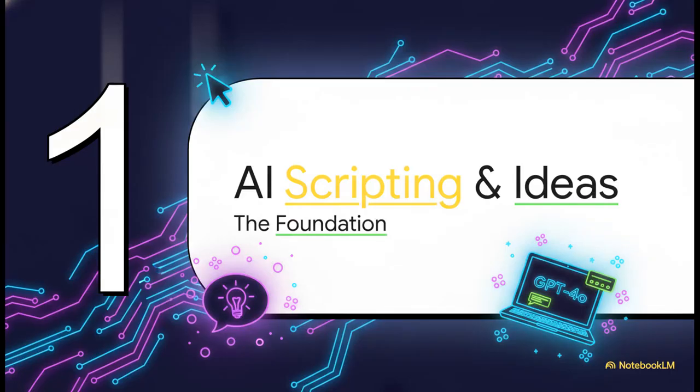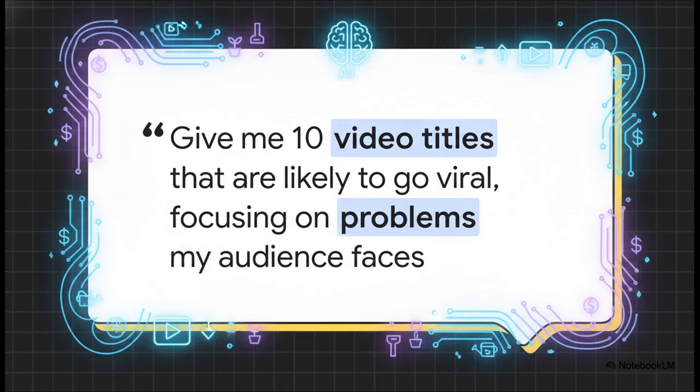All right, Section 1. AI scripting and ideas. So every great piece of content obviously begins with an idea. But that blinking cursor on a blank screen, that is exactly where most creators lose all of their momentum. To cure that dreaded blinking cursor syndrome, ChatGPT, and specifically the incredibly powerful free GPT-4o model, is going to be your ultimate creative partner. Now, the trick here isn't just asking for generic video ideas.